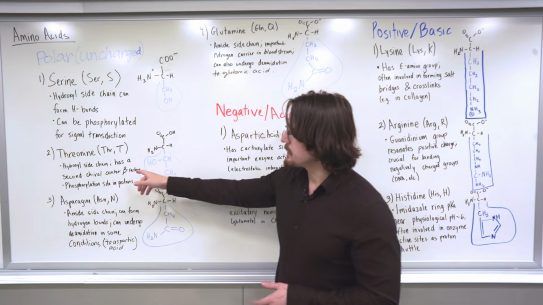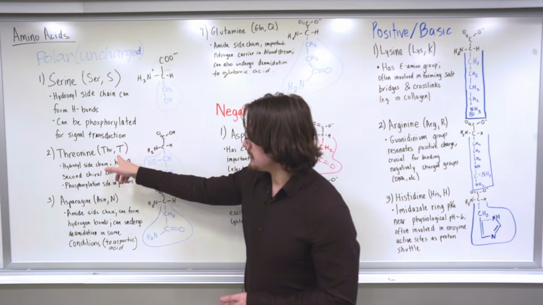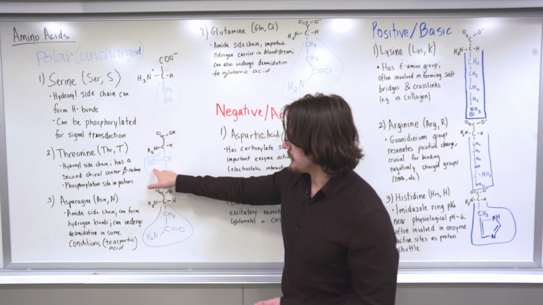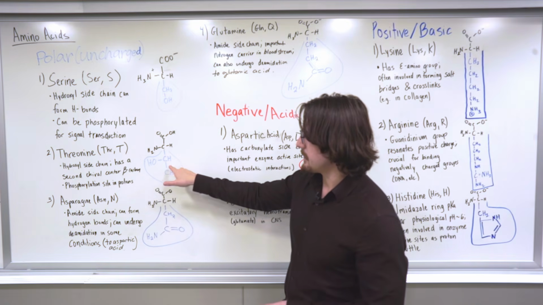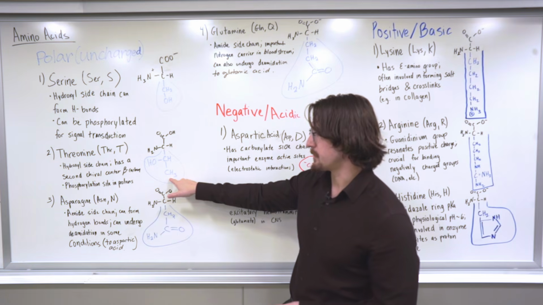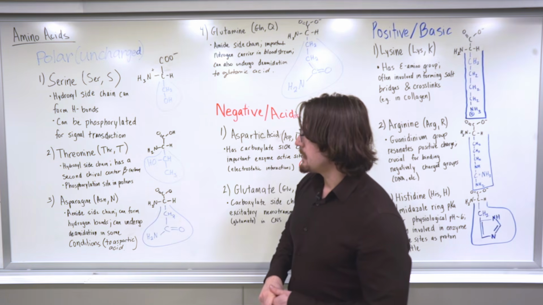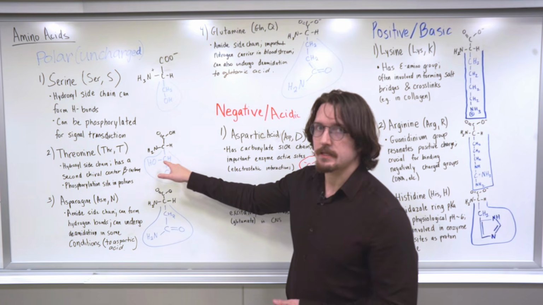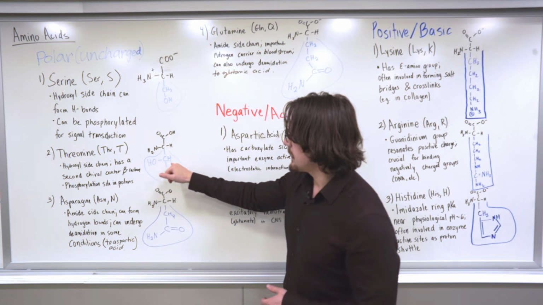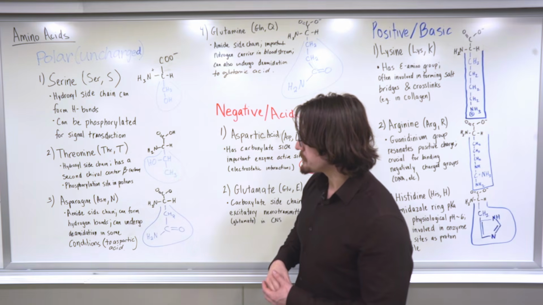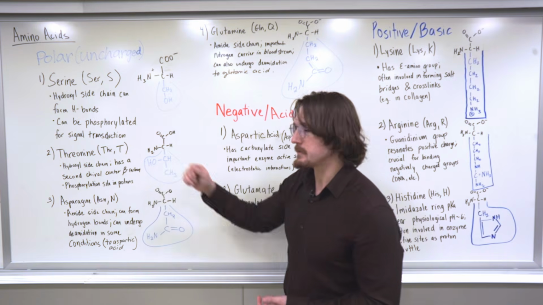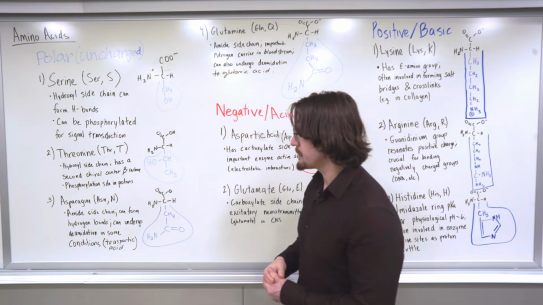Now, the next one is threonine, and this one has the letter T. And notice that this group also has a hydroxyl, except in this case, it's on the beta carbon, and then it also has another carbon attached to it, which is a methyl group. And notice that this carbon here, the beta carbon, is chiral, just like that of isoleucine, if you recall. And that's because it's attached to 4 unique groups. Additionally, just like serine and tyrosine, the hydroxyl group is a target for phosphorylation.